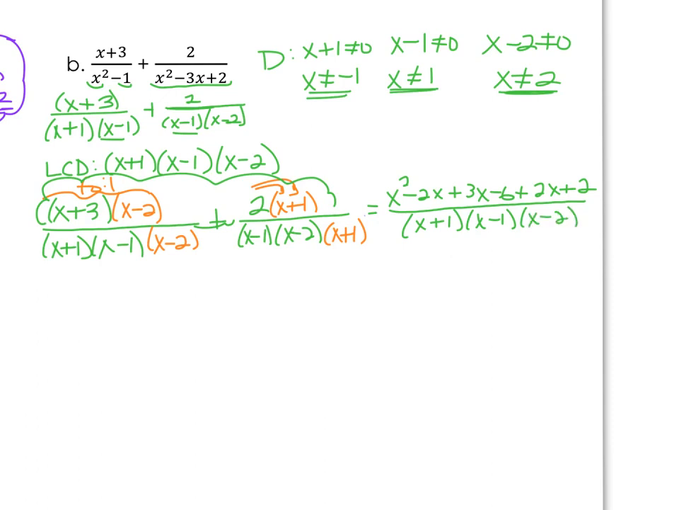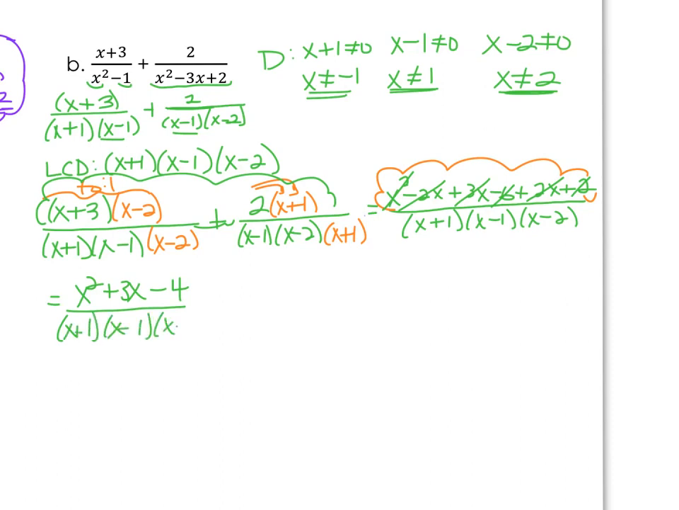Now, if we combine our like terms in this numerator, let's see what we have left over. I'm going to start with x squared, and that gets rid of this term. We have minus 2x plus 3x plus 2x. Well, the minus 2x and the plus 2x would cancel out. And that means we'd have plus 3x left over. And then negative 6 plus 2 would be minus 4. And that gets rid of those 2. Again, all over x plus 1, x minus 1, and x minus 2.